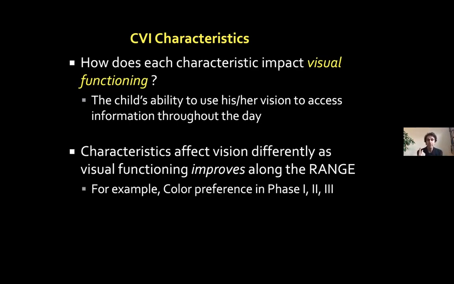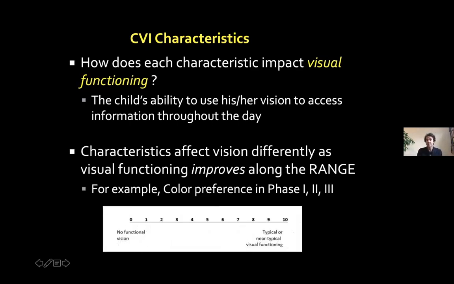Those are phase 1 being the most severe, phase 2 being sort of middle moderate, and phase 3 being closest to typical visual functioning. It's the same characteristics, but they look a little bit different as the child makes progress along the CVI range. Now, the range is a continuum between 0 and 10.